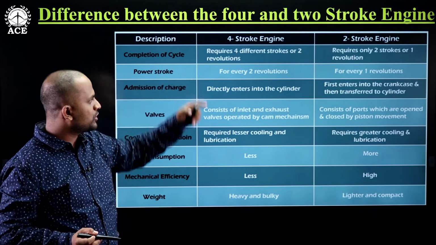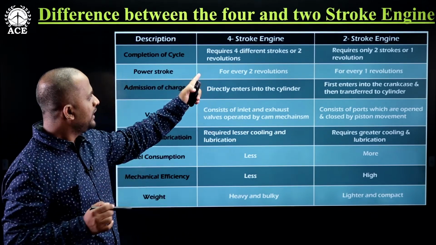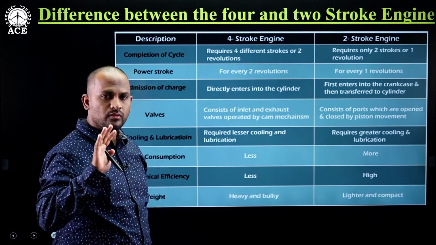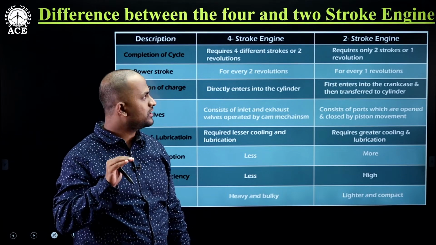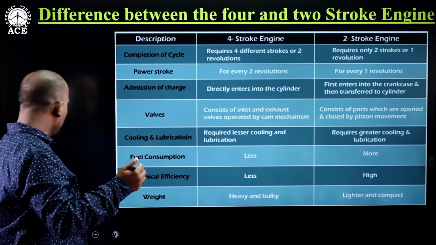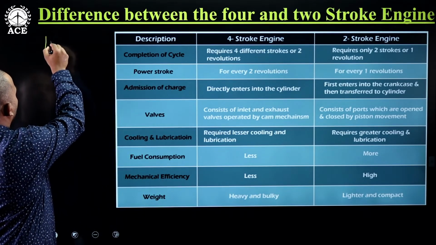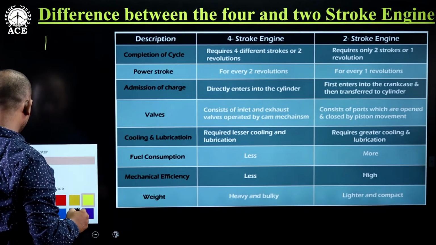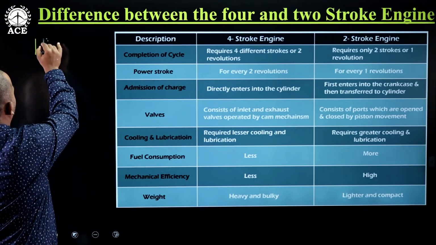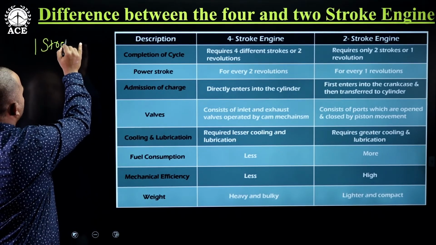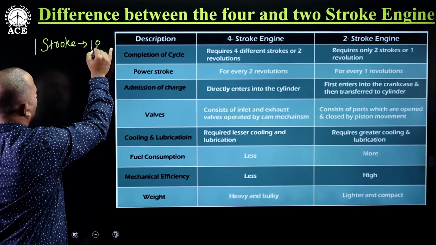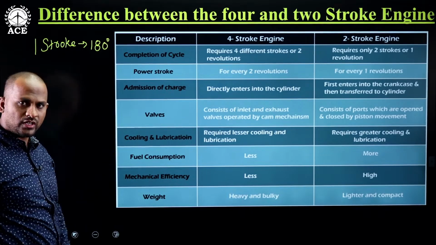First one is the completion of the cycle. Now in the four-stroke engine, it takes 2 revolutions to complete the 4 different strokes: suction, compression, expansion, exhaust. To complete that, it takes 2 revolutions of the crankshaft. Here one stroke makes 180 degrees of the crankshaft.